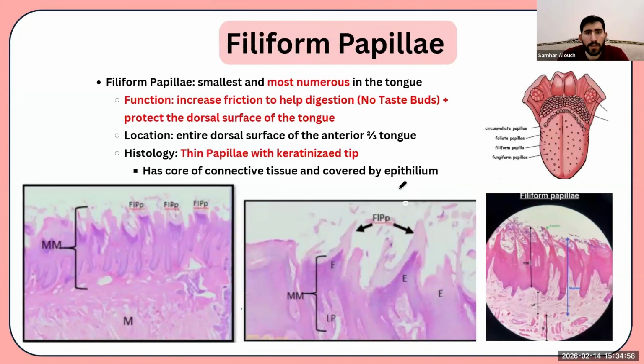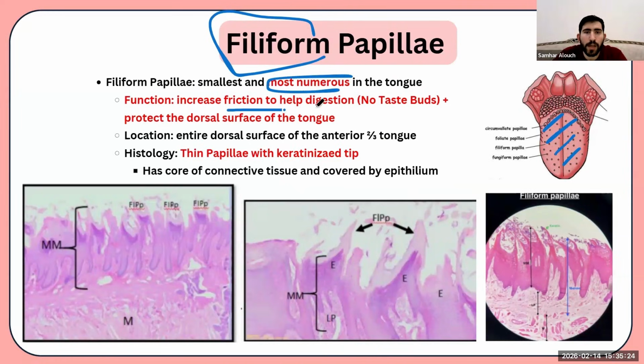Now let's talk about histology of each one of them. First, we have the filiform papillae. From the name, it's fili. Fili is like filling. It's like the filling of the whole tongue. It's filling the whole tongue. That's why it's filiform papillae, because it's filling the whole surface of the tongue, and that's why it's the most numerous. What's the function of it?